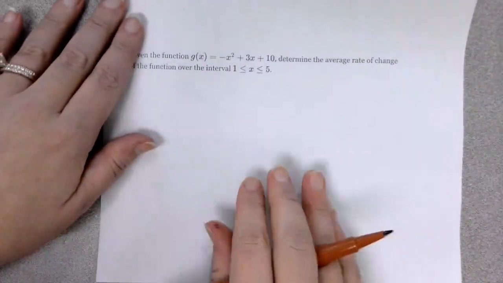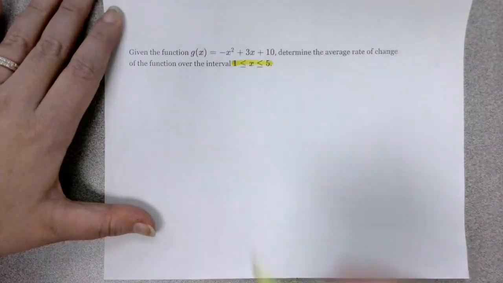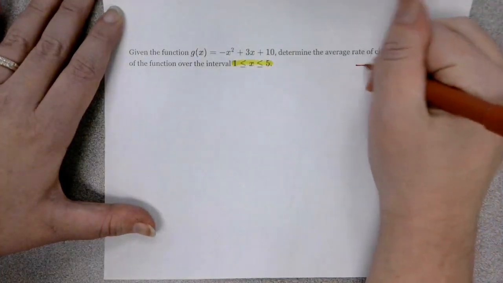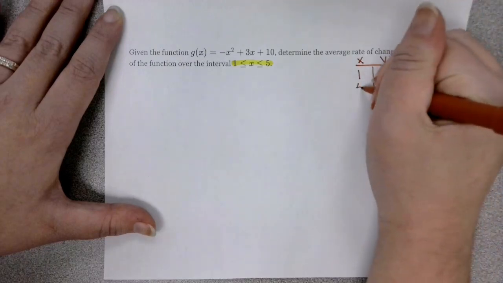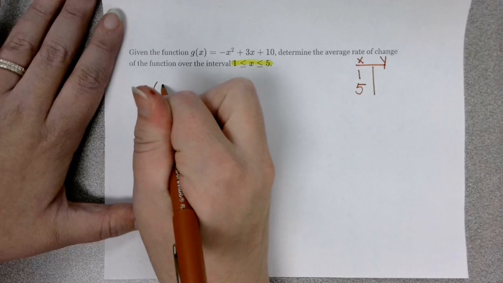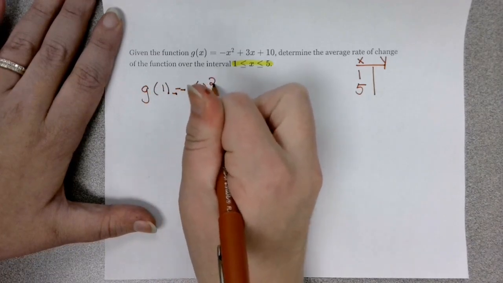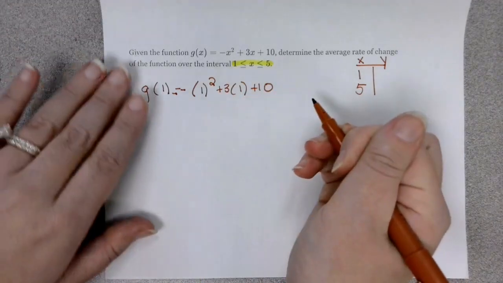We're going to do the same thing in the next one. They give us the interval of 1 to 5, and they give us this function up top here. So I know I want when my x is 1, what my y is. When my x is 5, what my y is. So I'm going to replace my x's with 1. And I'm going to solve.